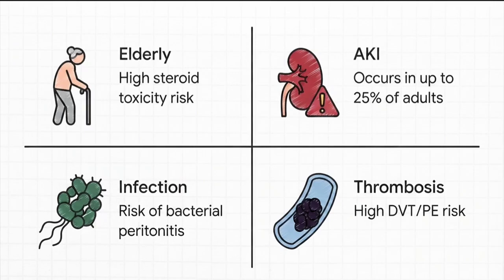And critically, they lose antithrombin 3 in the urine. That loss sets off a potent, hypercoagulable state, significantly bumping up the risk for DVTs and pulmonary embolisms. You always have to evaluate if they need prophylactic anticoagulation.